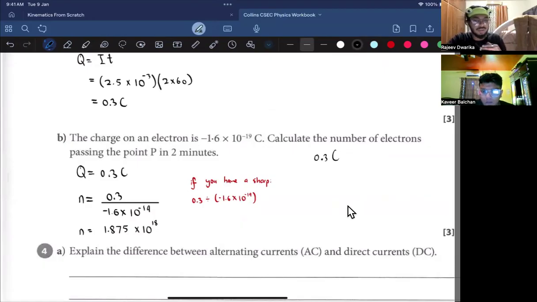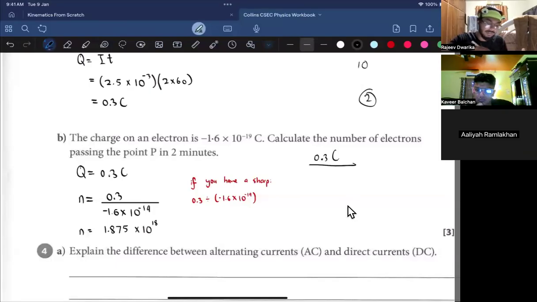Okay, so the question is, how many electrons will it take to build up a charge of 0.3 coulombs? Well, if one electron is minus 1.6 by 10 to the power minus 19 coulombs, and 0.3 is the total charge you get after 2 minutes, then you would just divide it. Think of it like this: if you have $10 and I ask you how many $2 bills it will take to make $10, you just divide. 10 divided by 2 is 5, right? Where 10 is the total and 2 is the amount you have. So it will take five $2 to make 10.